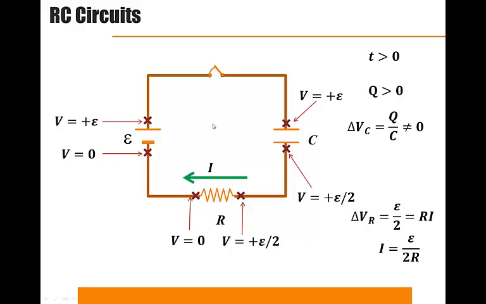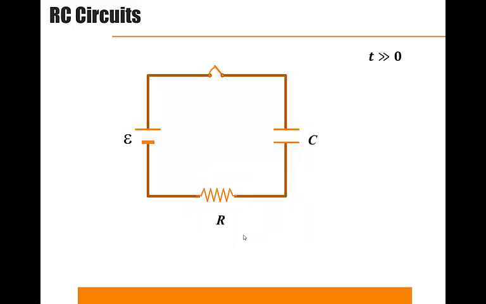So when you initially close the switch, you will have a high current that is epsilon over R. But now, as time goes, this current will be decreasing, and the capacitor will be charging more and more. You see, the potential difference across the resistor plus the capacitor equals the potential difference across the battery. And because the potential difference across the capacitor is increasing, the potential difference across the resistor should be decreasing. And that will end sometime.